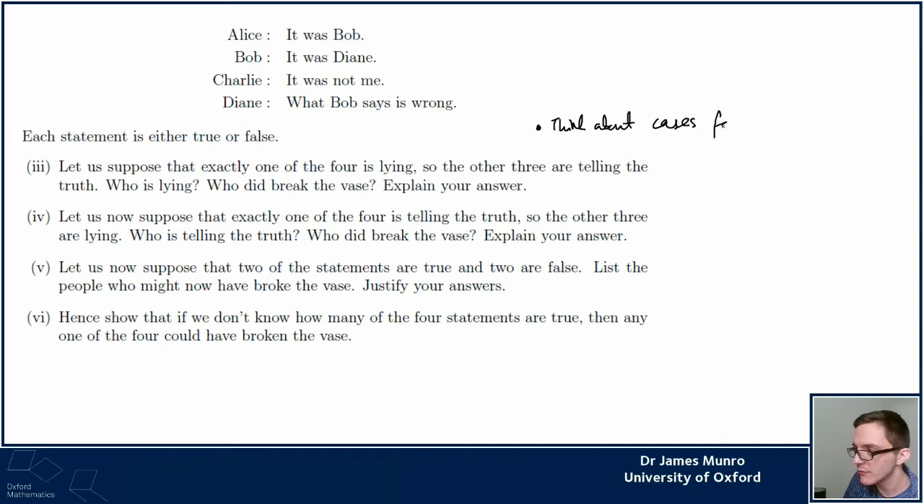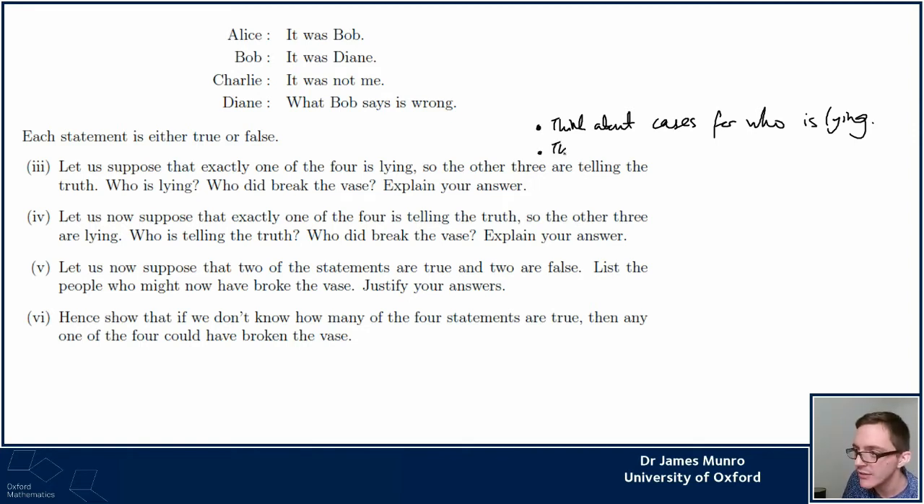Okay, so one strategy is to think about cases for who is lying. So we can think about, is Alice lying, and then think about whether that makes sense or not. Is Bob lying? Yeah, that makes sense. Is Charlie lying? It doesn't really work. Or is Diane lying? Oh, actually, there are only a couple of cases if you think back to the previous part of the question.